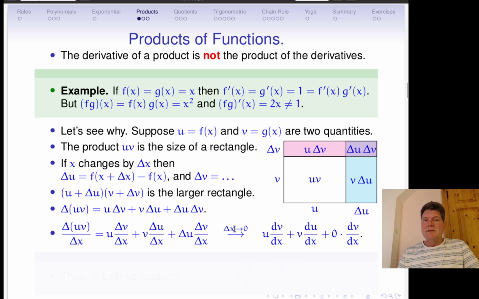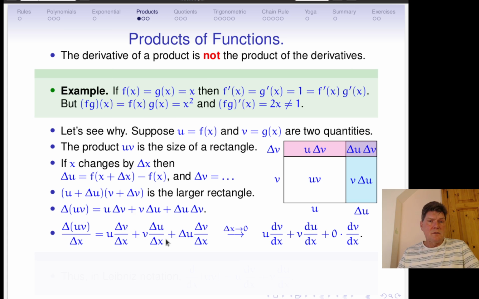and then we let the delta x go to 0, compute the limit of this expression to find the derivative in Leibniz notation as u times dv over dx plus v times du over dx plus 0 times dv over dx. Since this delta u goes to 0 when delta x goes to 0, u and v are both constants, and delta v, the limit of delta v over delta x, is the derivative dv over dx, and similarly for the delta u over delta x.